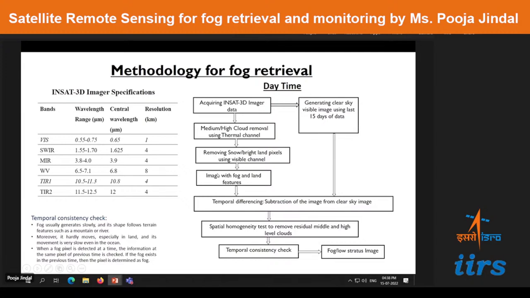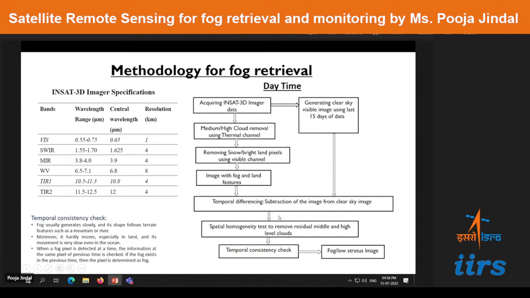So what we'll do is subtract this image from this image. That is, the image with the fog and land feature is subtracted from the clear sky composite image. This is differencing, and it finally gives us the image with the fog. This is actually a good fog image, but because of the limitation of methodology, which is always there with all methodologies, there will always be some residual high and mid-level cloud, snow, and other features.